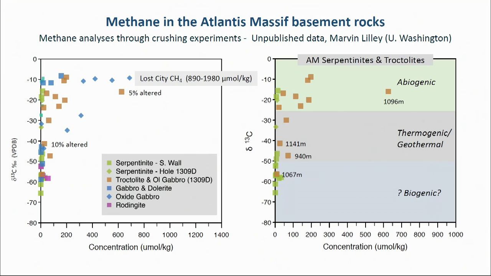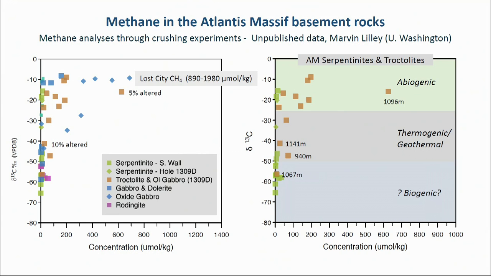One of the main things to notice here is that we have a large variation. The green symbols are serpentinites from the Atlantis Massif. The brown squares are troctolites, so olivine-rich rocks. We have a large variation in delta C13 and very low concentrations of methane in the serpentinites. So the fluids that we are seeing with high methane values seem to be more trapped in the gabbroic rocks.